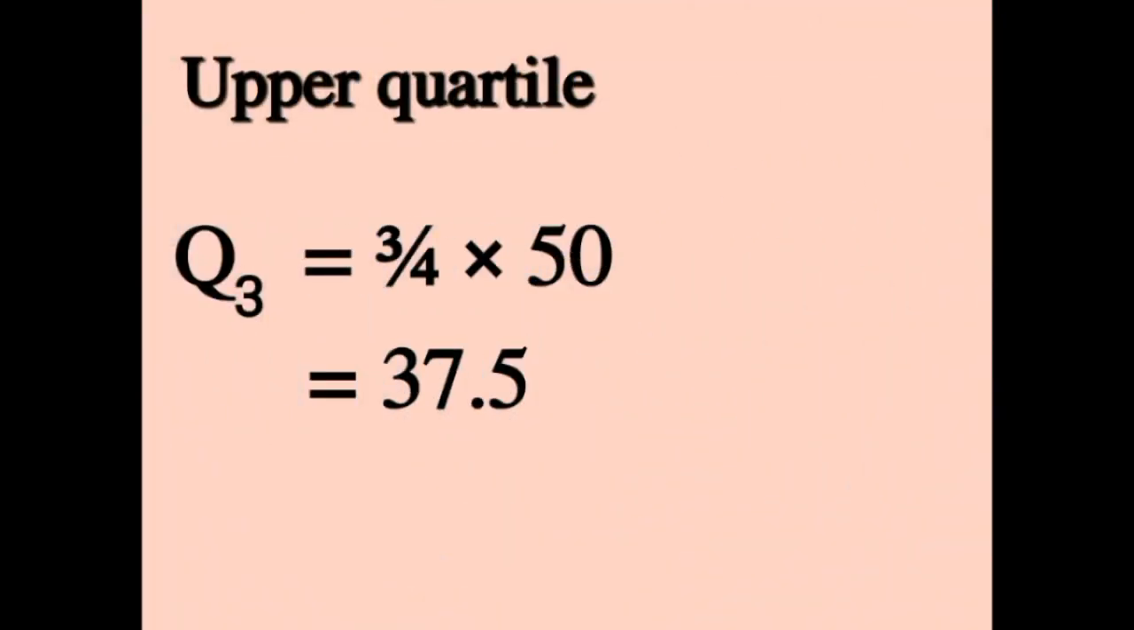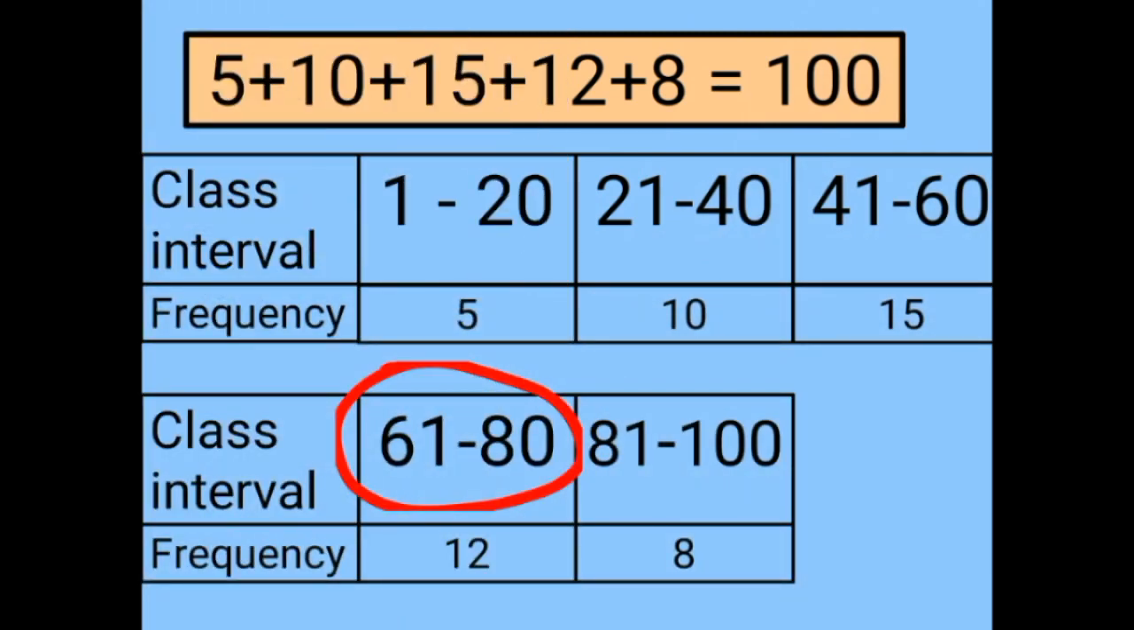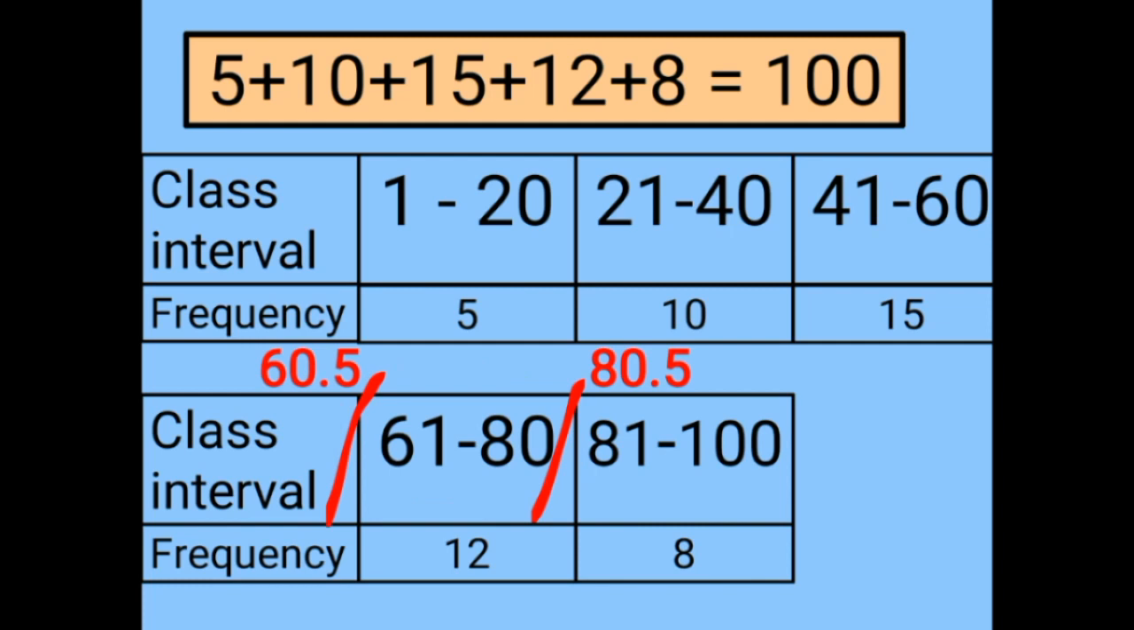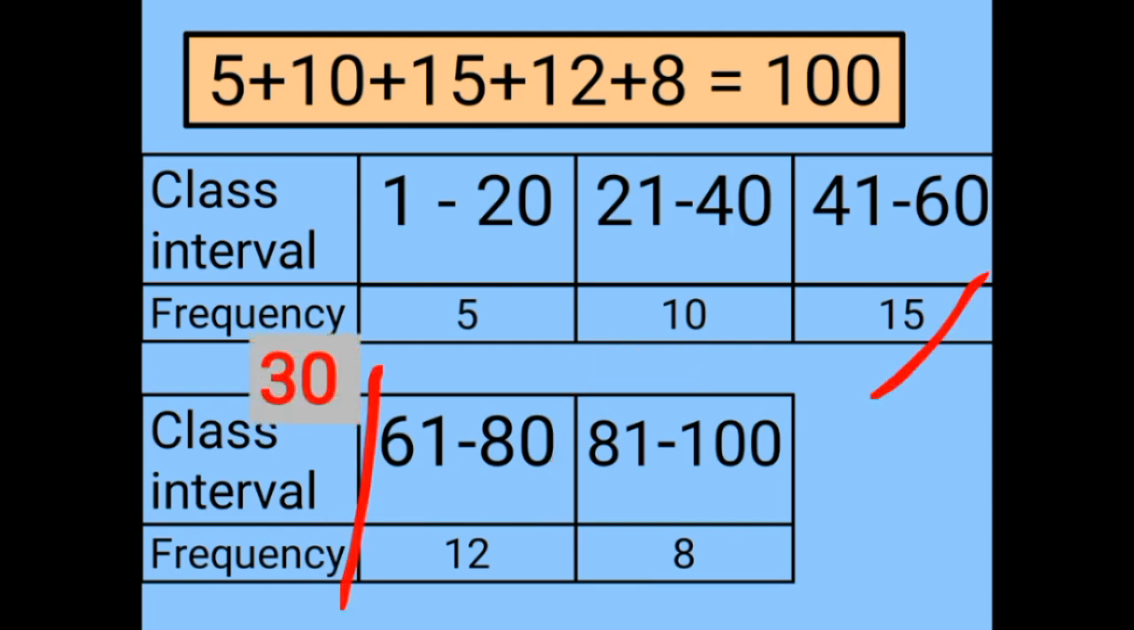So, Q3 equals 3 over 4 times 50 equals 37.5. So, this is the 37.5th data value. And the 37.5th data value falls into this class interval. Here, the data has gaps and hence the class boundaries for this class interval are 60.5 and 80.5 and the frequencies of the previous classes add up to 30 and with this class the total adds up to 42.